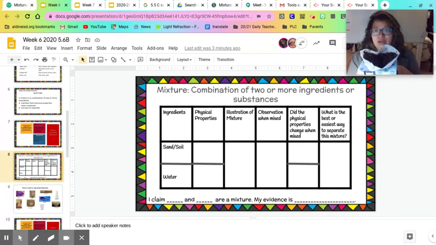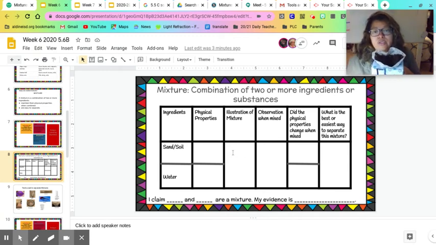So when I take a look at my soil, it looks dark in color. It feels rough or soft, depending on which part of the soil I'm touching. It's odorless. It's tasteless. And I can start describing states of matter. So it's a solid. It is less dense because it's going to float. And that's pretty much it for my physical properties. If you think of any, just add them to your list.